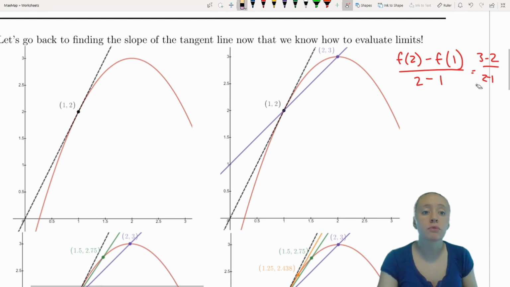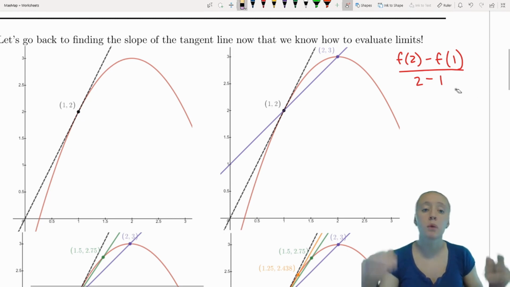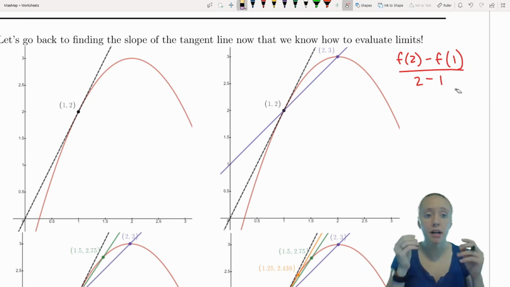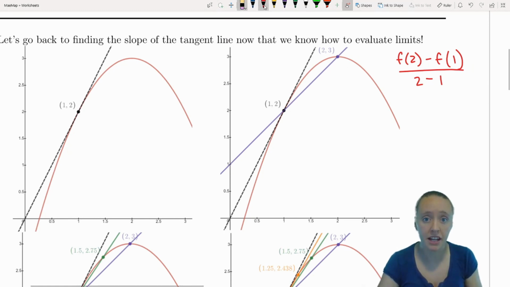Although I'm not going to go very in-depth with this since we already worked through that tabular method on the example worksheets before we got into limits, I want you to pick up on this pattern. So this is one slope of the secant line. Let's go down to our next picture.